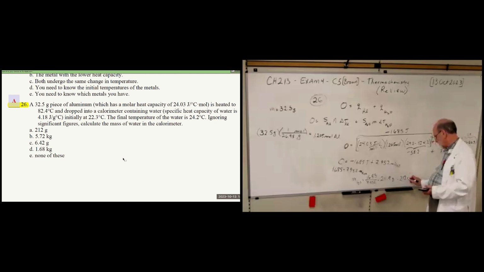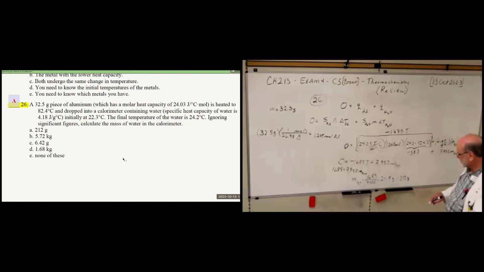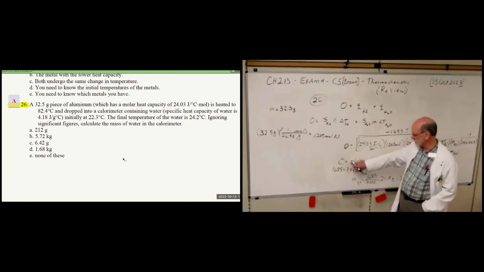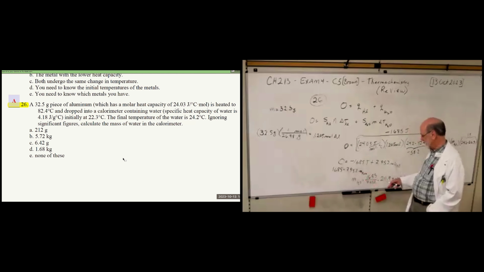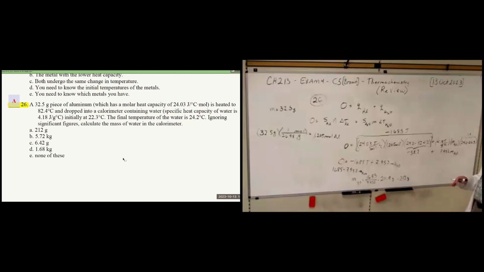How did you make that? Oh, you transferred it to the other side. Yeah, we lost the sign when we went over to the other side. Okay.